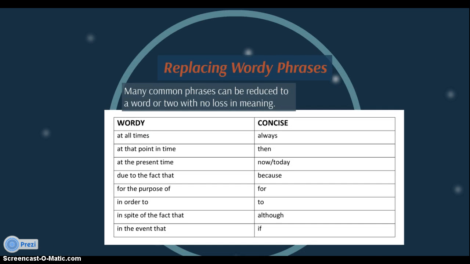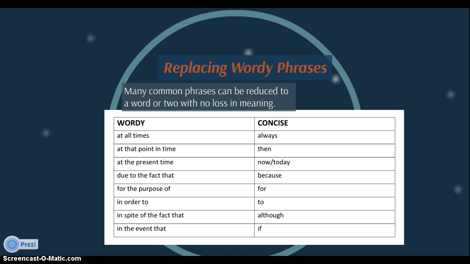Now, let's look at this little chart I made. This is a chart about replacing wordy phrases. Now, there's a lot of phrases that people use. We all do. But we can reduce those down to just a word or two, and we don't lose any meaning at all. For example, if you say at all times, it just means always. Always is a much more concise way to say the very same thing. If you said at that point in time, what you really mean is then. So you don't have to use 5 words. 1 is totally sufficient. You could say at the present time. That's the same thing as now, or today, or maybe tonight if we're talking about a different time of day, but you understand the point.